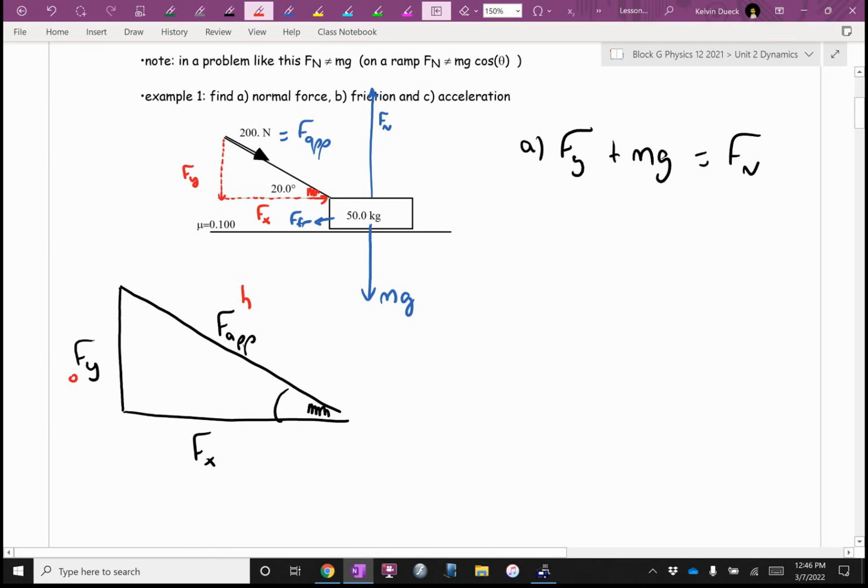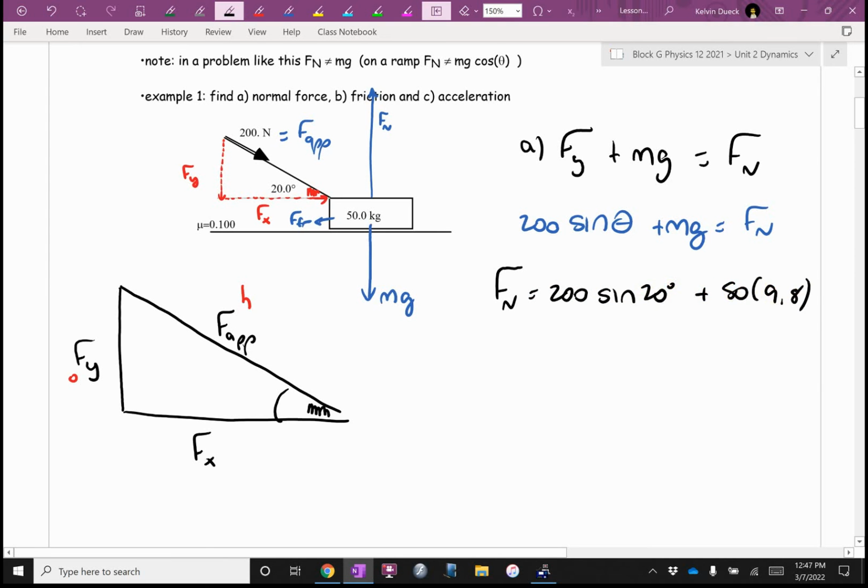And this is why I switch back to X and Y when we're on flat level ground, because it is horizontal and vertical. Okay? Because this would be parallel, and parallel two lines in this case is going to be, of course it is. So I think this ends up being 200 sine theta plus mg equals Fn. 200 sine 20 plus 50 times 9.8.